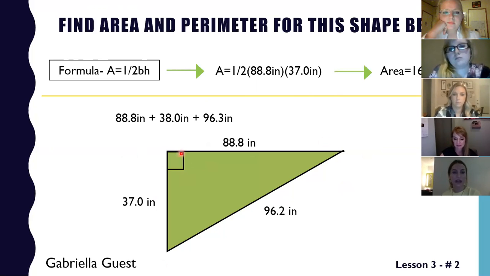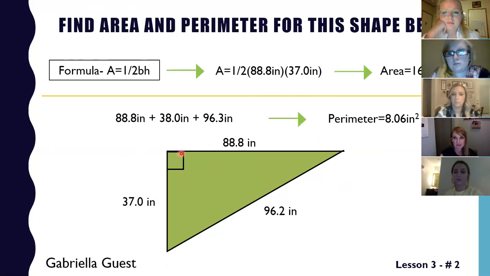Then we're going to do the same exact thing with perimeter again, and we're just going to add up all of our sides. So we're going to do 88.8 inches plus 38 plus 96.3 inches. And then, so there's a mistake on this one. It says that the perimeter is 8 point something, but I went back and I used my calculator, and it's actually 223.1 inches squared. So that's how you find perimeter for that one.